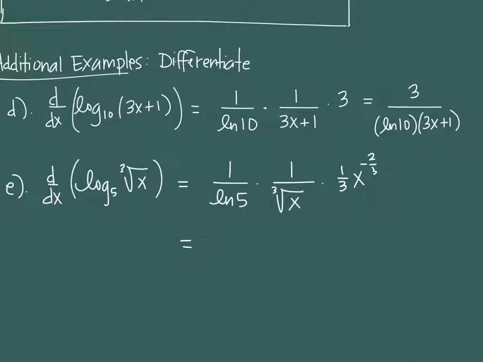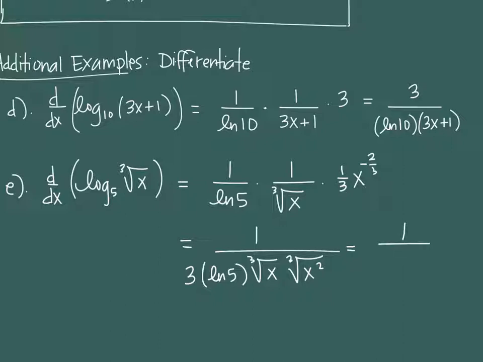So that's going to give me a numerator that's just 1. The denominator would have the natural log of 5 and the cube root of x. I'd also have a 3 from the 1/3. And then I'd also have the cube root of x squared. That's x to the negative 2/3. So I've got a cube root of x, and I have a cube root of x squared, which could combine together to be the cube root of x cubed. So we're really looking at 1 over 3, the natural log of 5, and then just plain old x on the end.